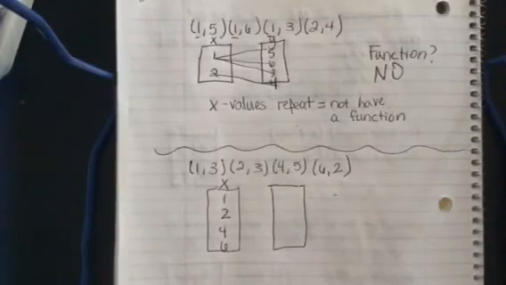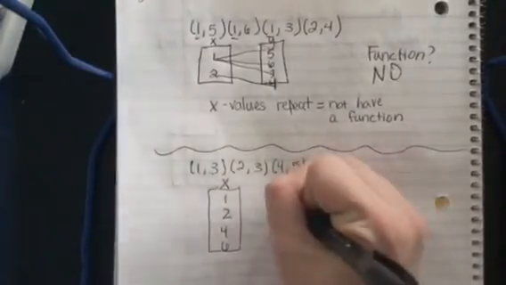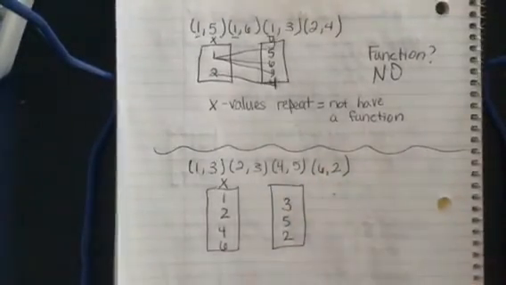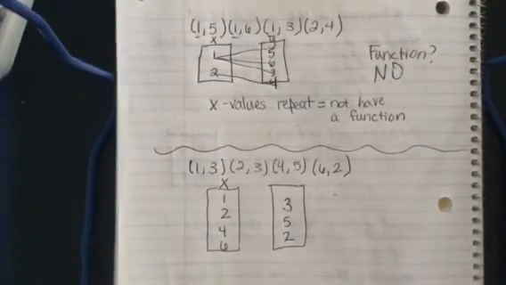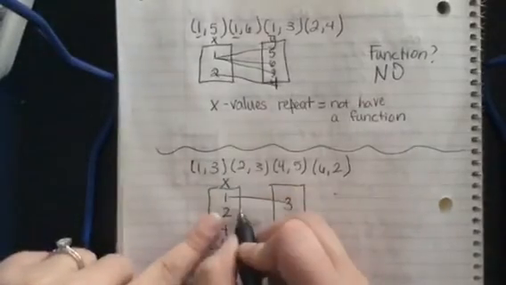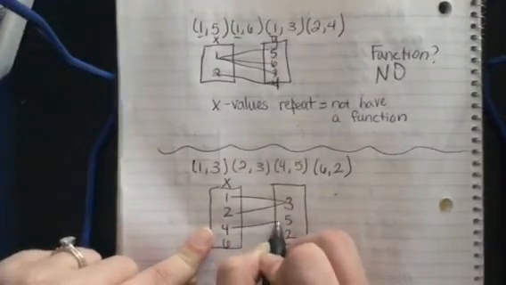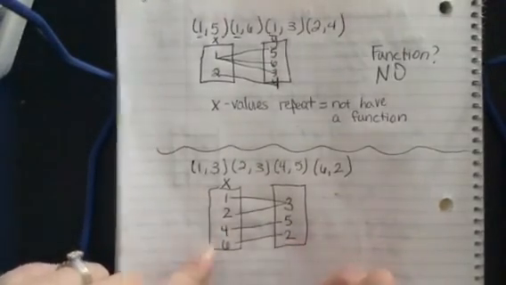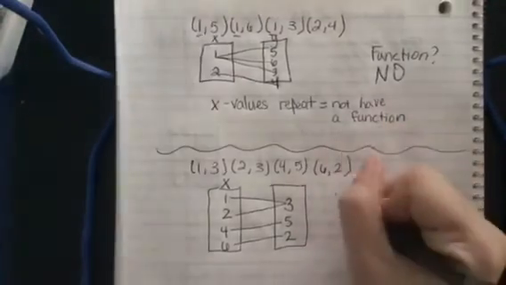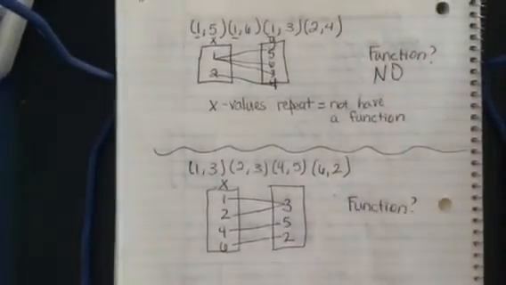What are my y values? 3 and 3, but we have it twice. We only have to write it once. 5 and 2. 1 goes with 3. 2 also goes with 3. 4 goes with 5. And 6 goes with 2. We're asking the question, is this a function?